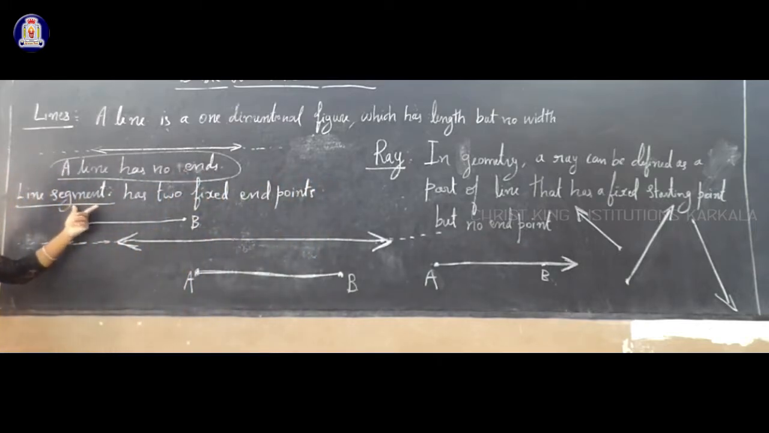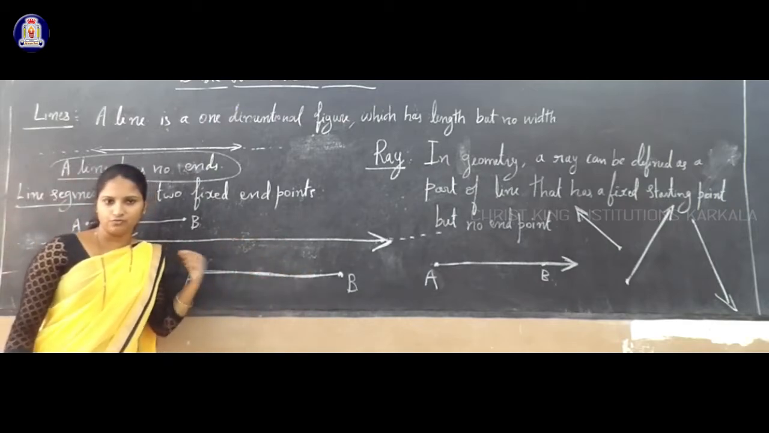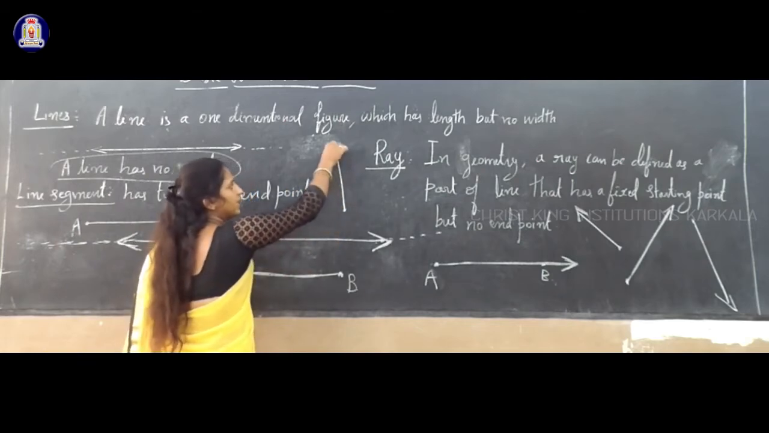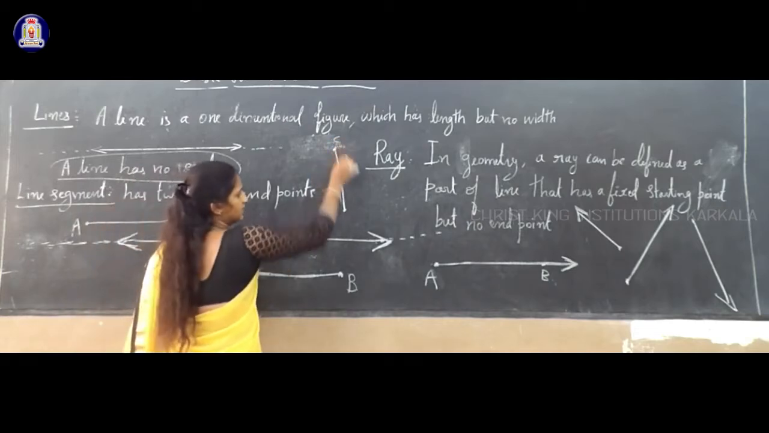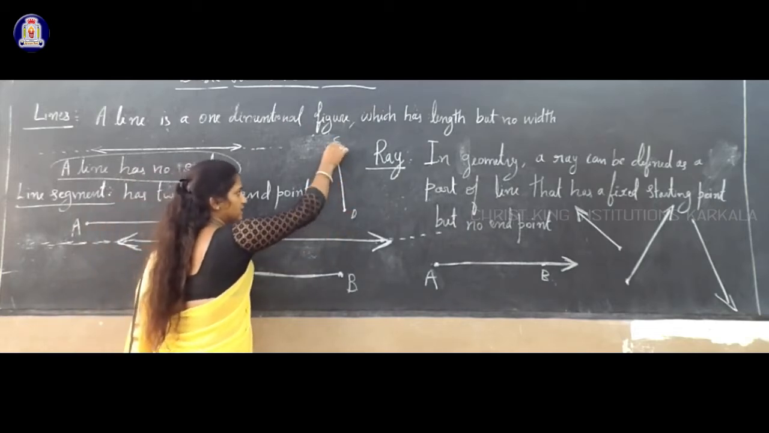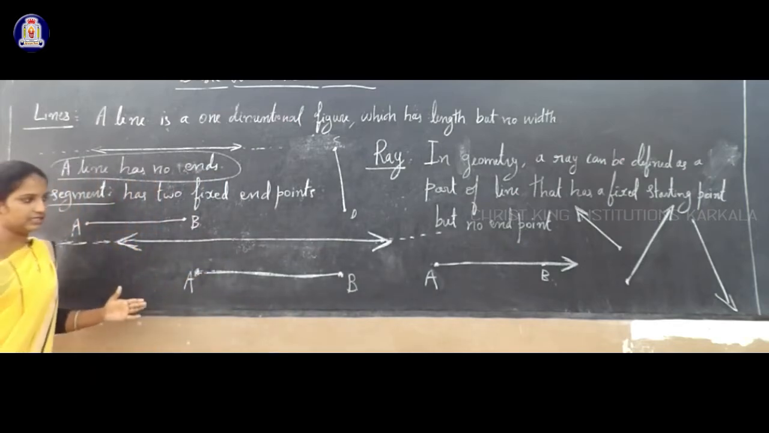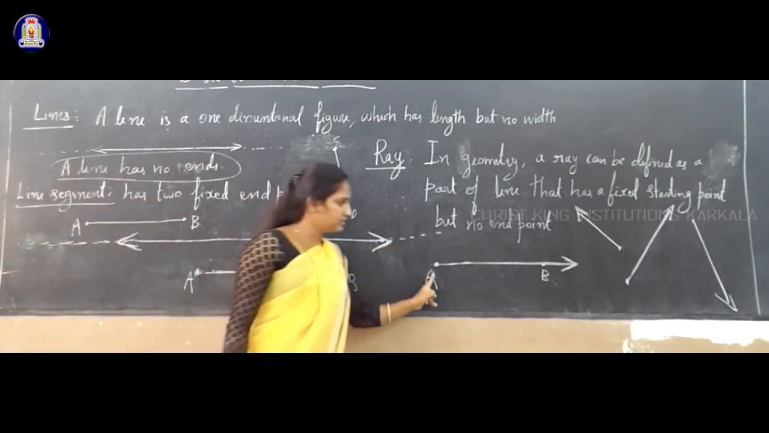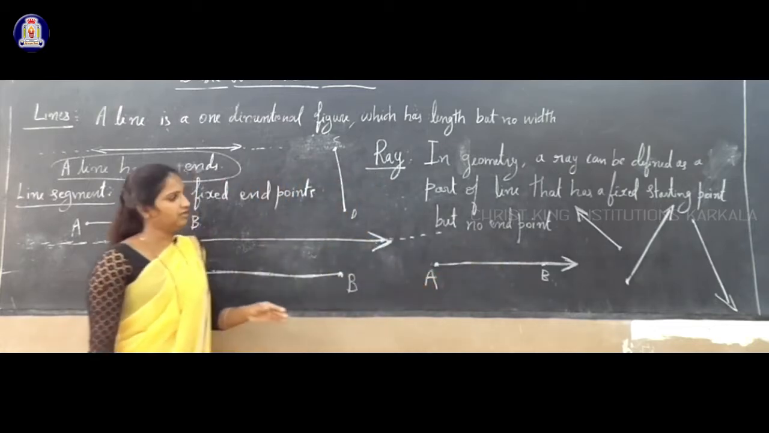But a line segment has two fixed end points. You can draw a line segment like this also, but here it has end points, A and B or CD. You can consider CD, or X, Y. C is the first point, this is the end point. You cannot extend a line segment, but in lines we can extend the length of the line. Clear? But a ray has one fixed point. In the other end there is no fixed point. You can extend the line.